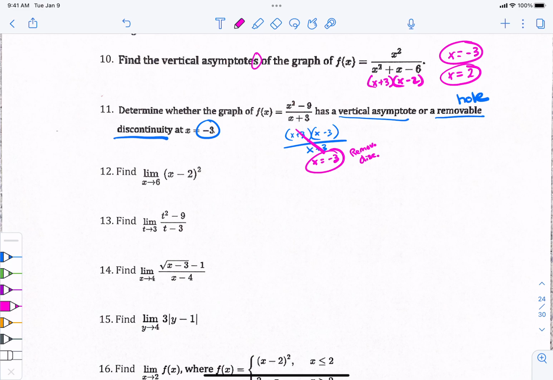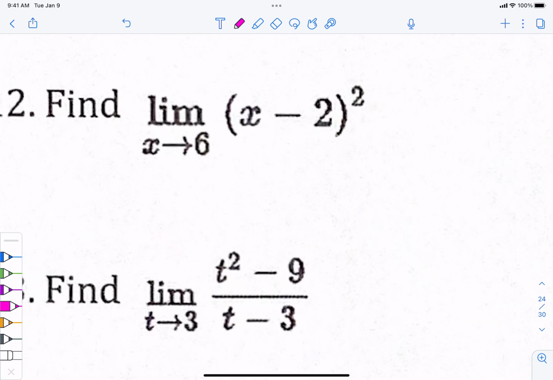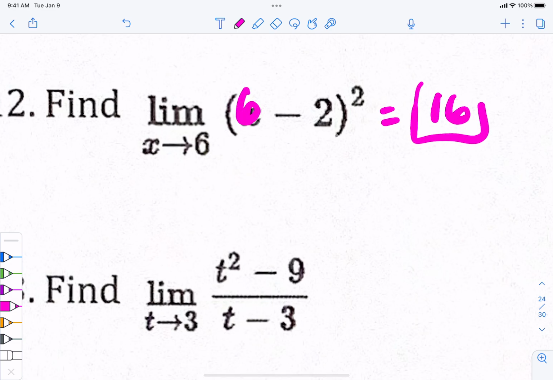Okay, keep going. These ones you just plug in, right? All right, this one. What about the limit as x goes to 6 of that thing? 16. How'd you get 16? I just plugged it in. This one's a plug-in.